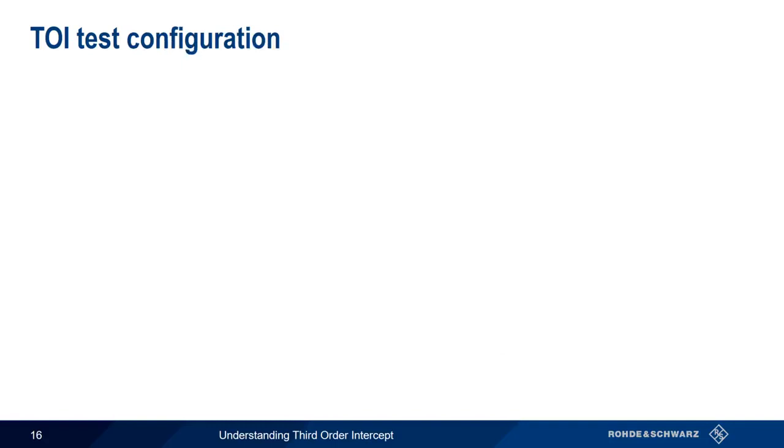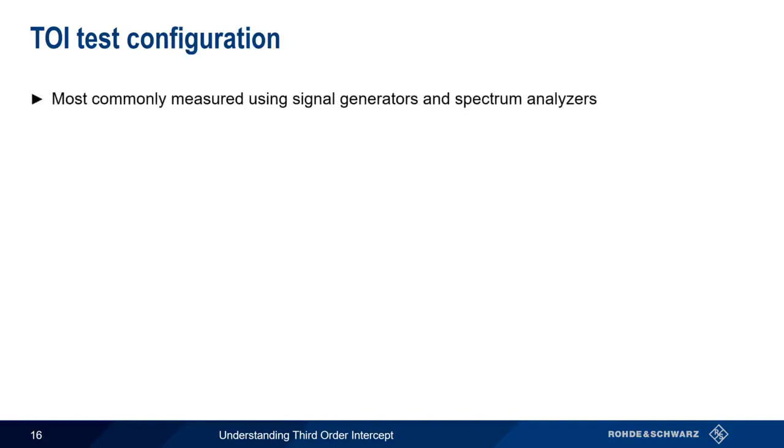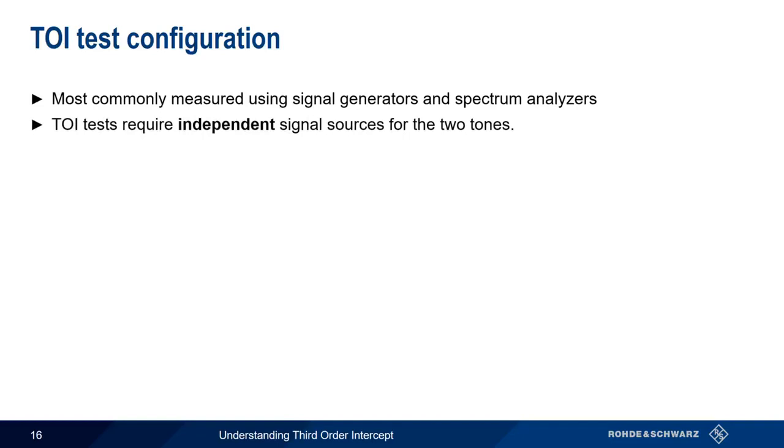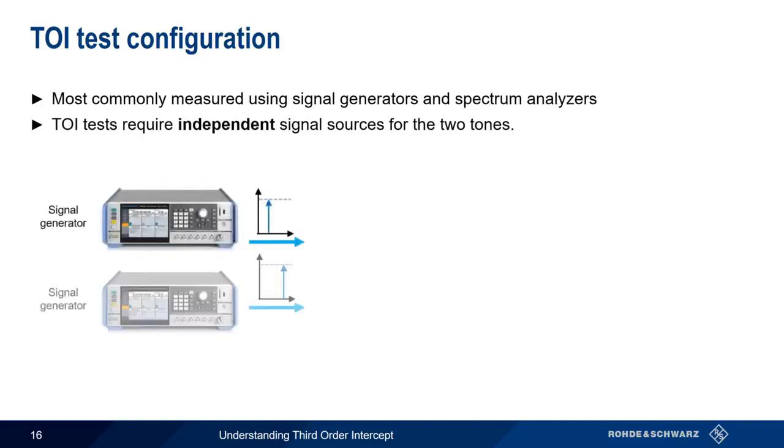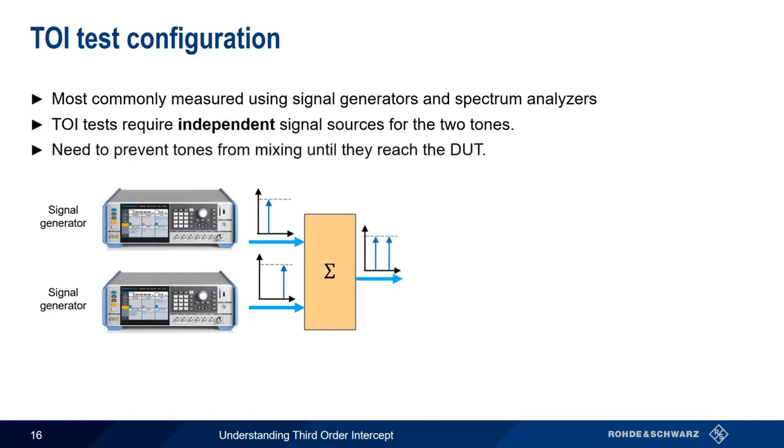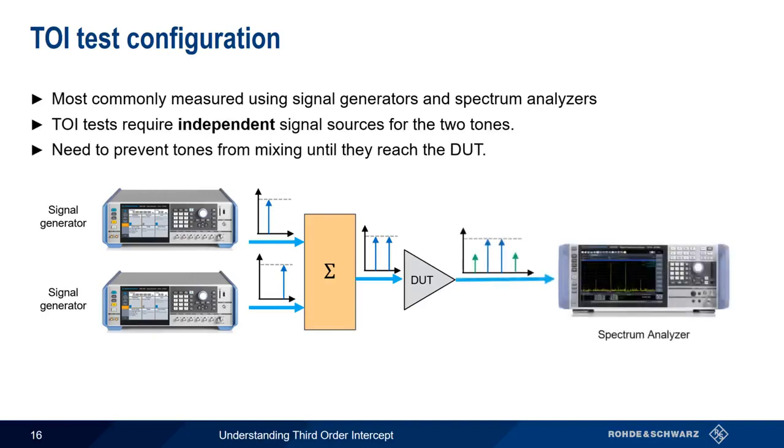The most common way of measuring third-order intercept is using signal generators and spectrum analyzers. It's easy to generate a two-tone signal using a single generator, but the proper test methodology for measuring third-order intercept requires two independent signal sources. We want to combine these two tones, but we also want to prevent them from mixing until they reach the device under test right before they're measured using a spectrum analyzer.